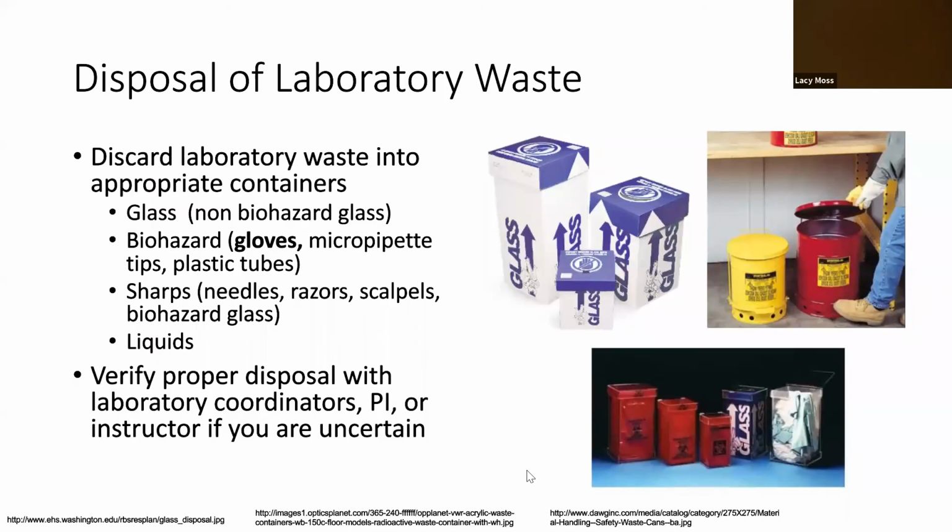All right, so then disposal of laboratory waste. You want to discard it into the appropriate containers. Glass goes in the non-biohazard trash. If it's biohazardous and it's broken, we want it in the sharps container. If it is a sharp, it obviously goes in the sharps. Liquids go in the decant buckets or in special jars, or as we learned in orientation, the big urine cups, chuck it all in at once, okay?